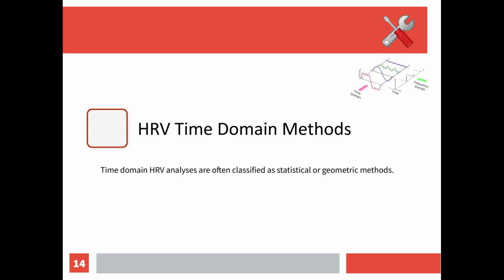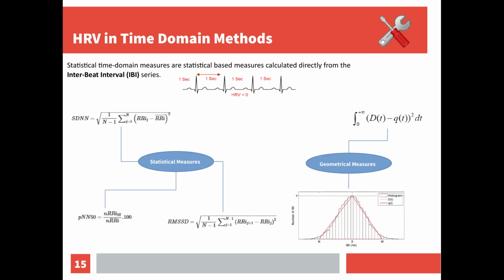Time domain heart rate variability analyses are categorized into statistical and geometric methods. Statistical measures are derived directly from the interbeat interval series, providing insights into heart rate variability. Geometric methods, on the other hand, involve constructing geometric shapes from the interbeat interval data, offering a different perspective on heart rate variability analysis.